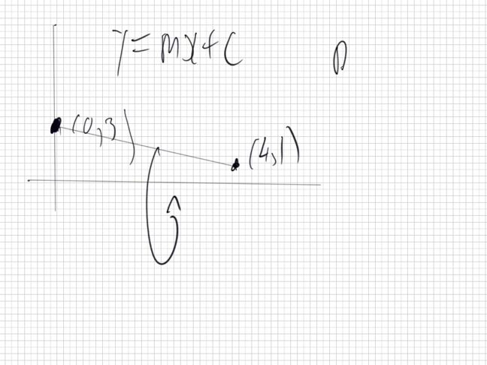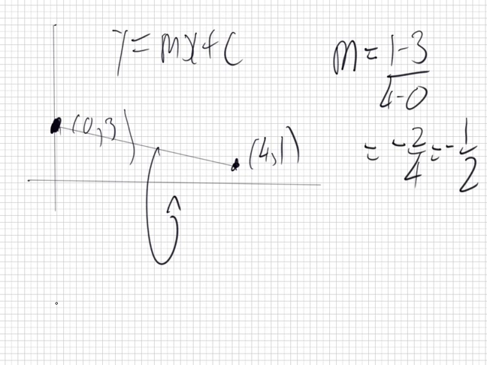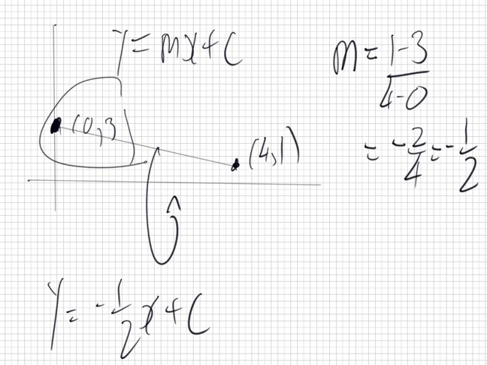Okay, so the m will be 1 minus 3 over 4 minus 0, which is minus 2 over 4, which is minus a half. So I get y equals minus a half x plus c. How do I find the c? I substitute in a point. Which point should I use? I should use this one. And it gives me, maybe somebody can tell me straight away, what would the c be?